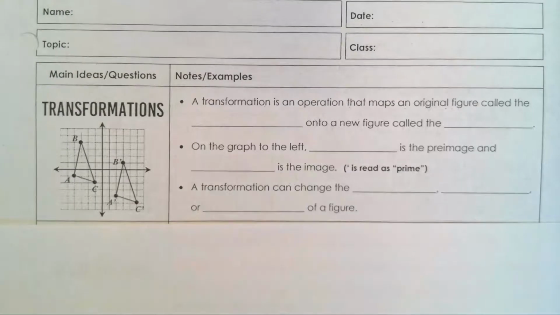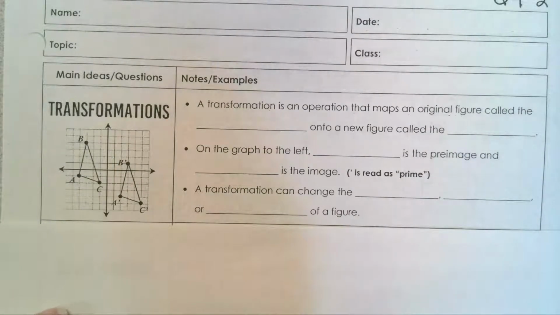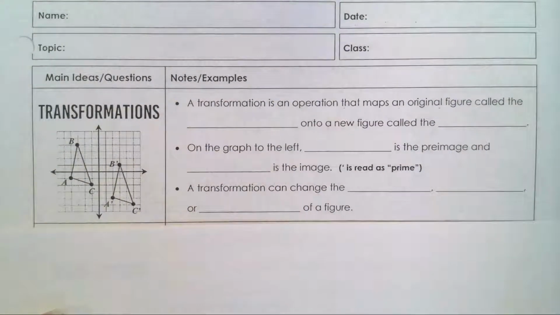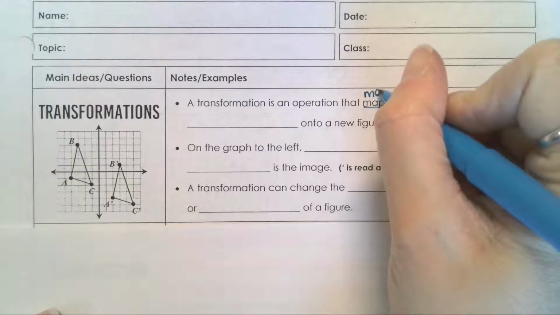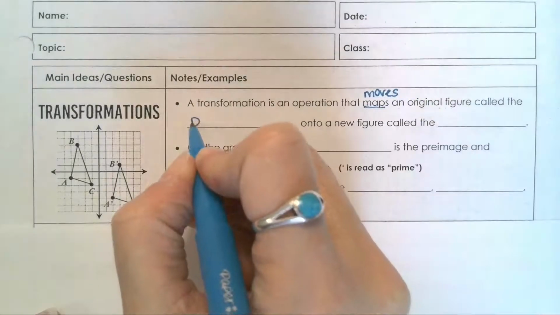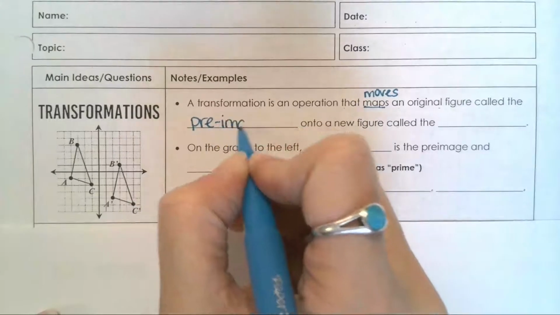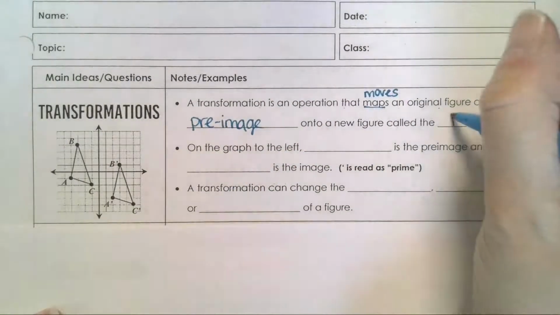For our first day of geometry, we are going to get started with transformations. So a transformation is an operation that maps. This is going to be like literally just it moves, okay? So a transformation moves an original figure called the pre-image onto a new figure called the image.